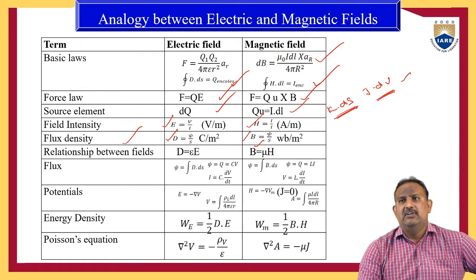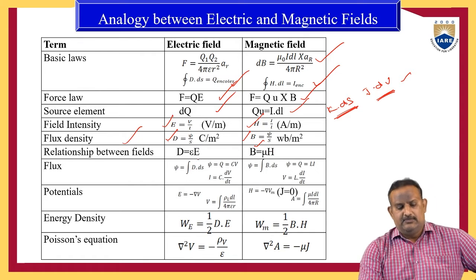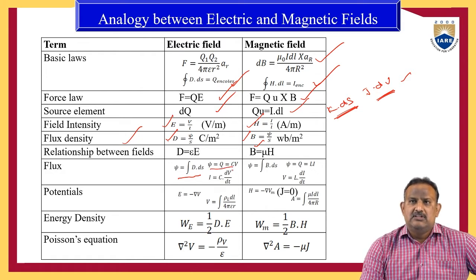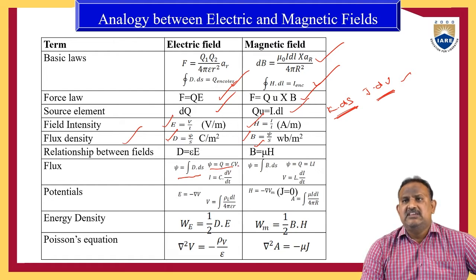Here H is the magnetic field intensity. And the flux in the electric field, psi, is equal to the integral of D into ds. According to Gauss law, psi is equal to Q, which can be expressed as C into V, where C is the capacitance and V is the potential.